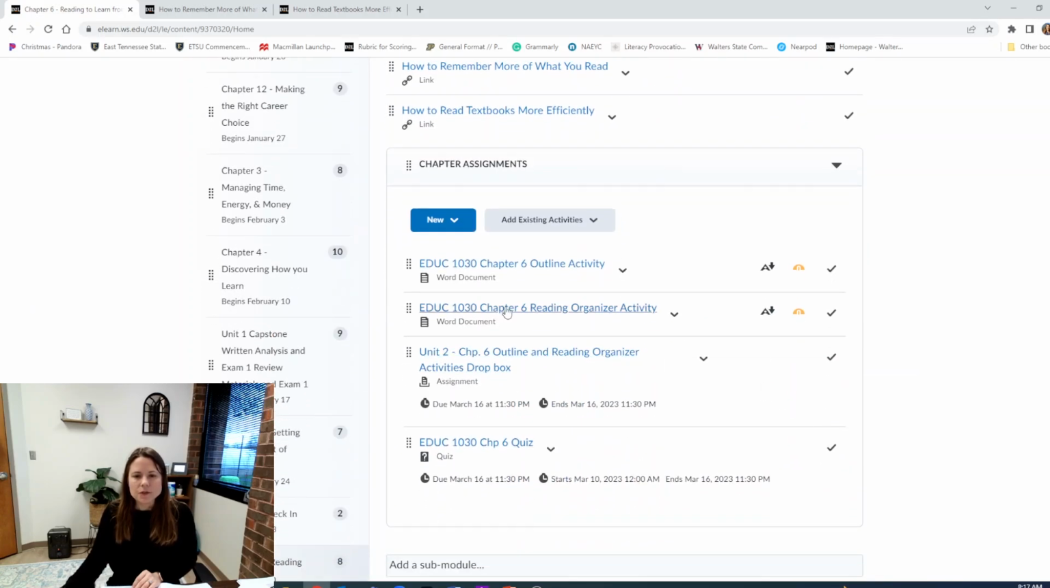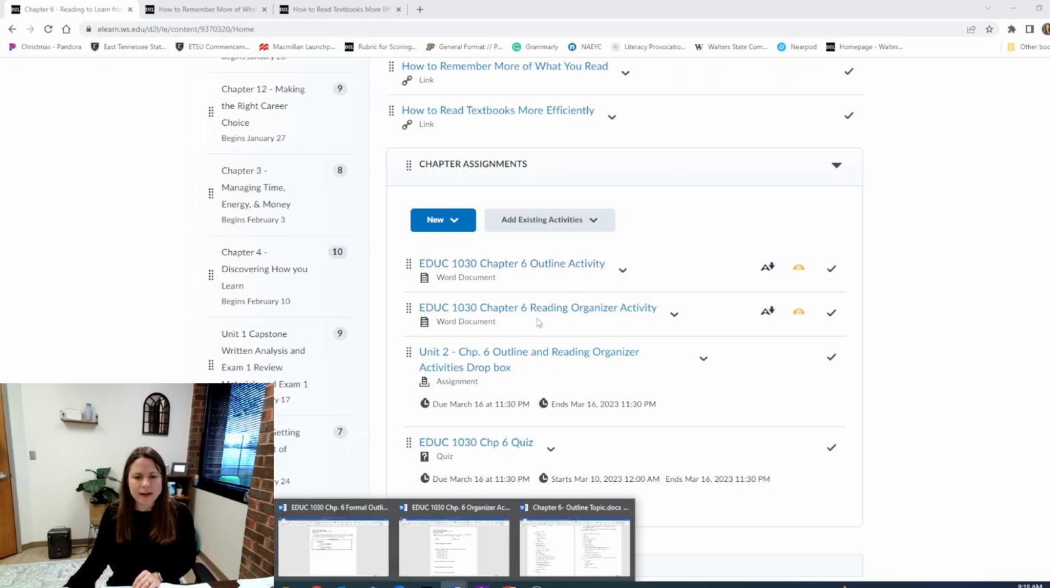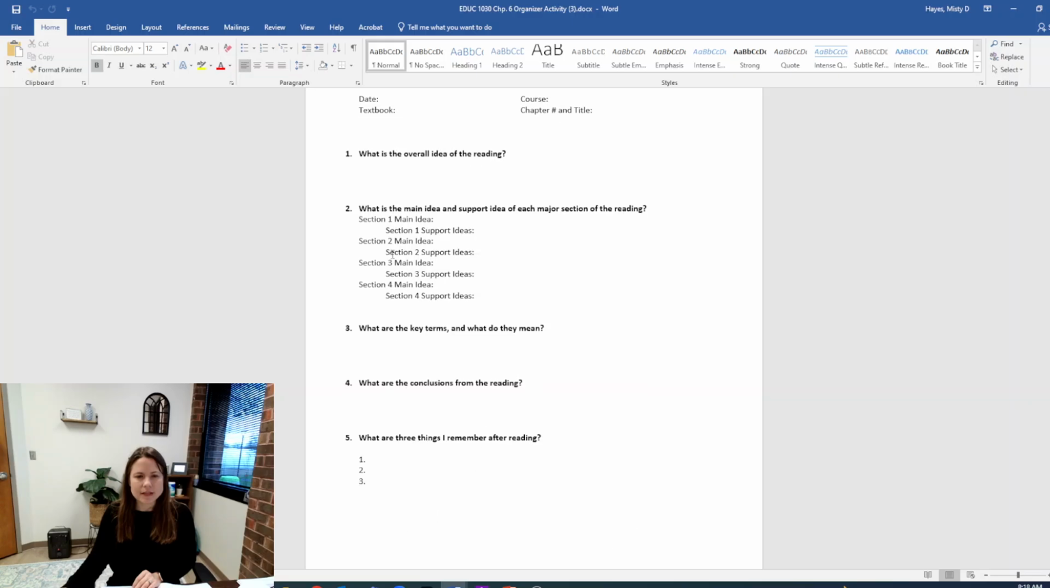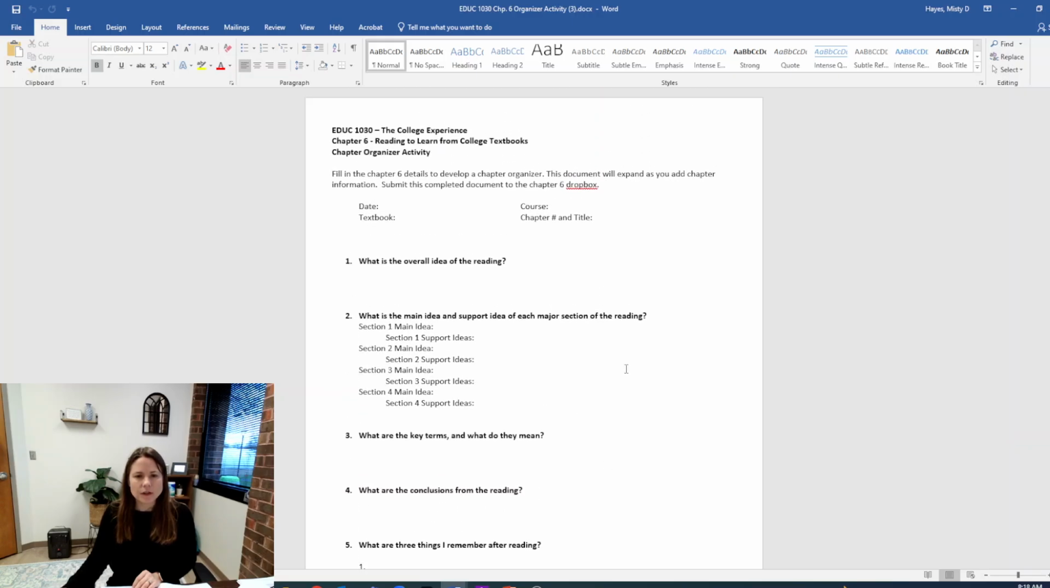So as I said, you're going to do your reading organizer, as you always will. But you'll see here you have two. You have a reading organizer, which is what I showed you, but you also have an outline. So this is the reading organizer. I do want you to complete this. There's 5 sections here. You're going to answer the following questions after you read chapter 6. So you're going to tell me the course, which is Education 1030. You're going to put the date, the name of our textbook. You're going to put the chapter number, which is 6, and the title of chapter 6, which is going to be found on page 127.